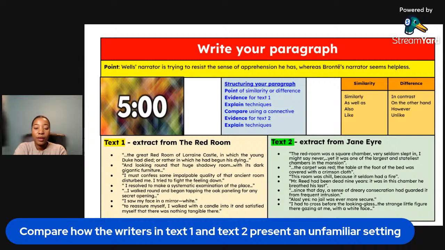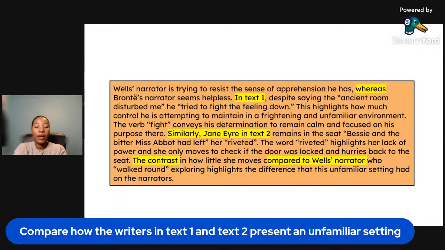Okay, let's take a look at what we could have said. Wells's narrator is trying to resist the sense of apprehension he has, whereas Bronte's narrator seems helpless. So again, the opening sentence is a comparison. In text one, despite saying the ancient room disturbed me, he tried to fight the feeling down. This highlights how much control he is attempting to maintain in a frightening and unfamiliar environment. The verb fight conveys his determination to remain calm and focused on his purpose there.